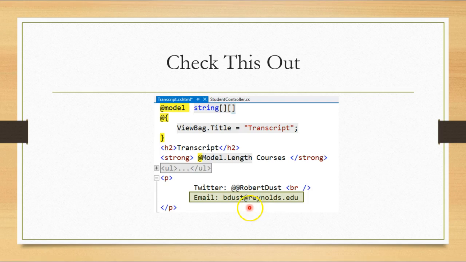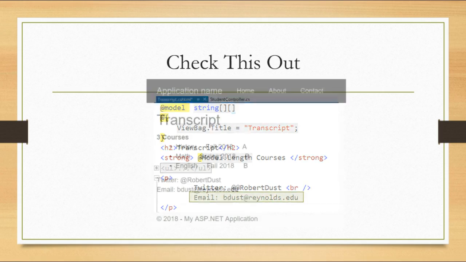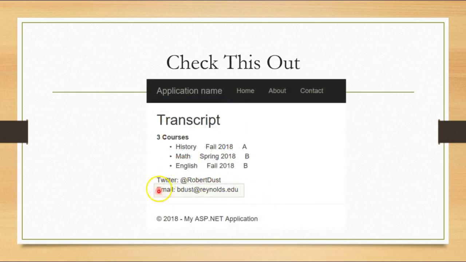Also notice in this case that Razor has figured out, remember I told you how it's uncannily smart? It has figured out that this really is an @ sign because it's part of an email. So it scanned that, figured it out, and now we don't have to do anything special. There is our email address.